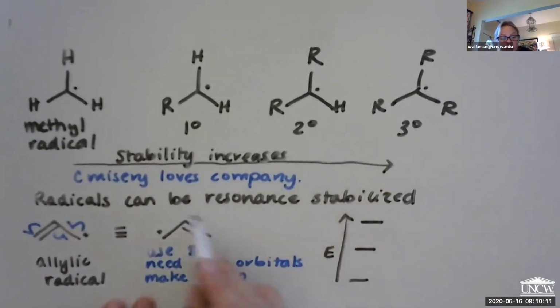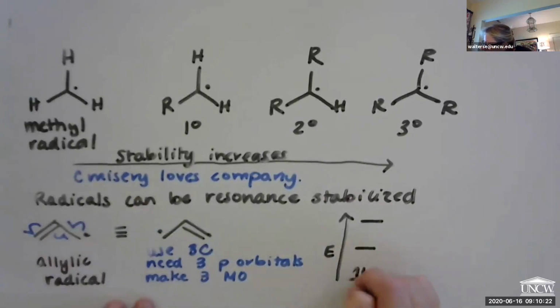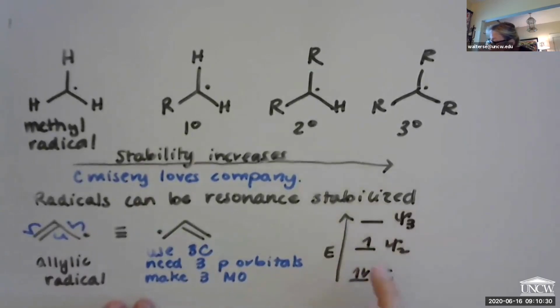And then what you would recognize in your resonance structures is that there are 2 electrons in the pi bond and 1 in the radical. So that's a total of 3 electrons being stabilized. 2 would go into the lowest energy molecular orbital, and 1 would go into that non-bonding middle energy orbital.